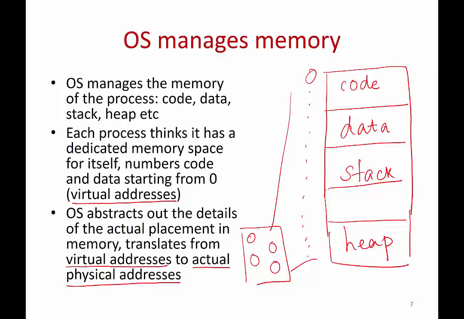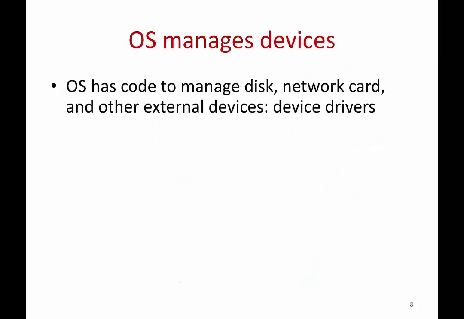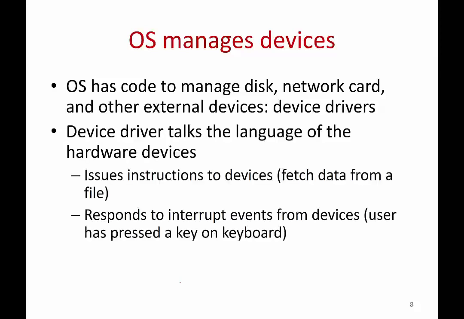It gives each process the illusion that it has a large amount of memory available for itself, so that a process does not have to worry about the nitty-gritties of where its memory is placed in the actual physical hardware. So the first thing we've seen is that the OS manages the CPU on behalf of the process. Next, it manages the memory on behalf of the process. And finally, it also takes care of talking to all the other devices like the disk, the network card, keyboard and mouse, and whatever other device you connect to your system. The OS has code to talk to all of these devices.